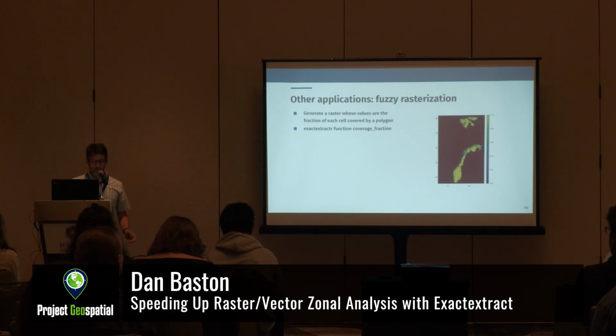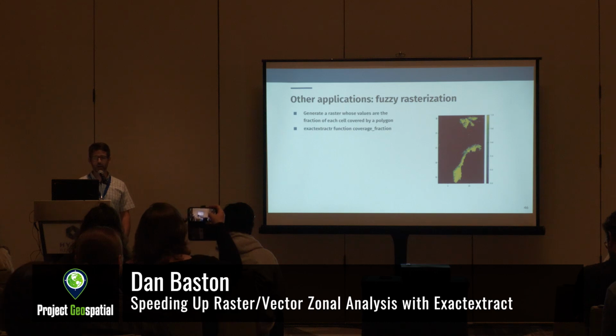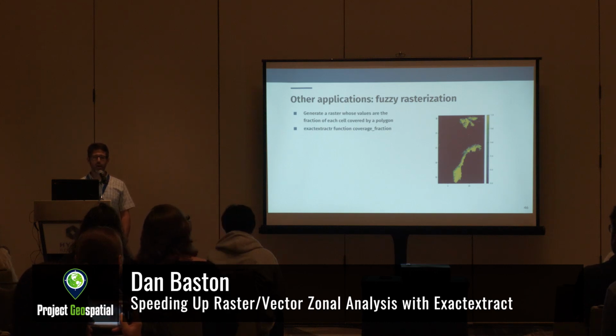A couple other applications for this library that I think are out there but are a little less developed are fuzzy rasterization. So being able to take a polygon and, instead of getting a mask back of it's here, it's not here, you can get back those coverage percentages directly and write that to a raster. That's available in the R package. I haven't exposed that in Python yet. I'll see how my train ride home goes, and it may well land pretty soon.